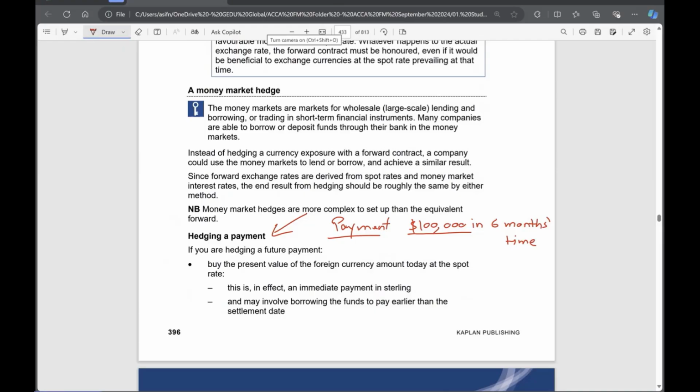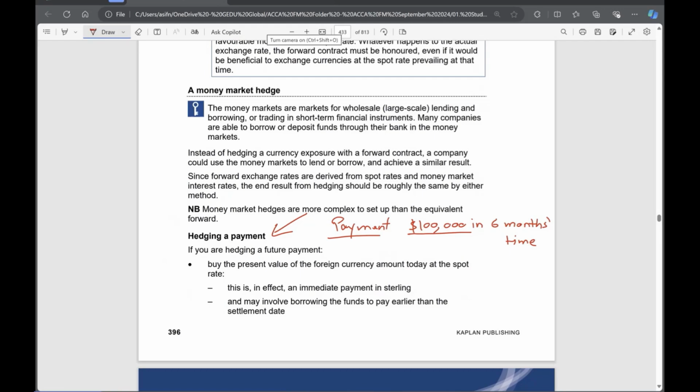Let me recap it again. If you are going to make a money market hedge for a payment in foreign currency, arrange this foreign currency today. Let's say you have to pay 100,000 in 6 months' time. We don't need 100,000 today. What is the rate of interest? Let's say 5%. Discount it using the 5% and find the present value of 100,000.